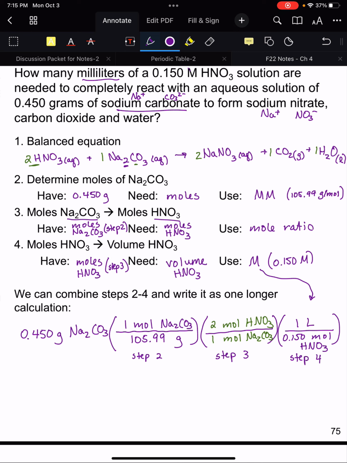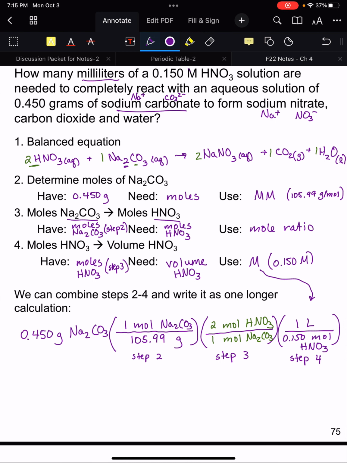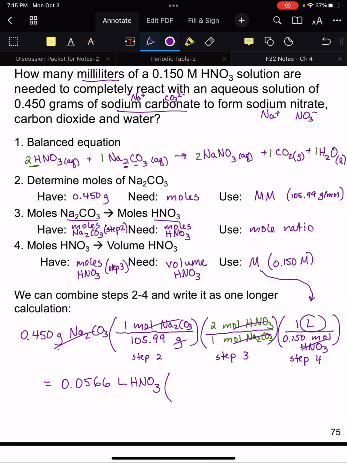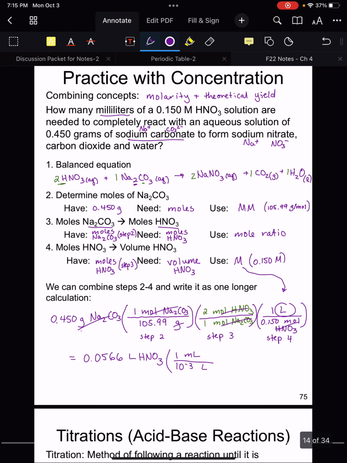Notice I wrote the liter on top because we're interested in a volume. And notice how we're able to cancel all of our units except for the volume, which is what we're looking for. So if we do all the work in this calculation, we get 0.0566 liters of HNO3. The question asked us for milliliters, so now we'll do our prefix multiplier. 1 mL is 10 to the minus 3 liters. So we get 56.6 mL of the HNO3 is what we need.